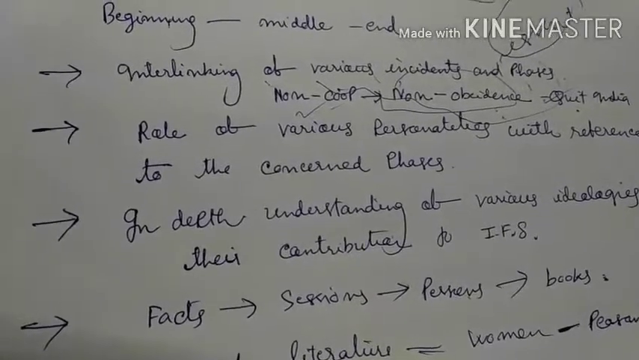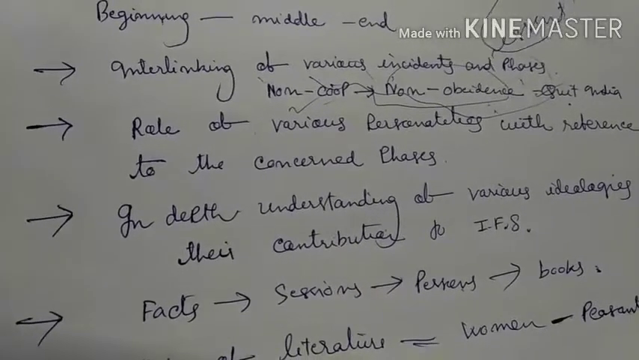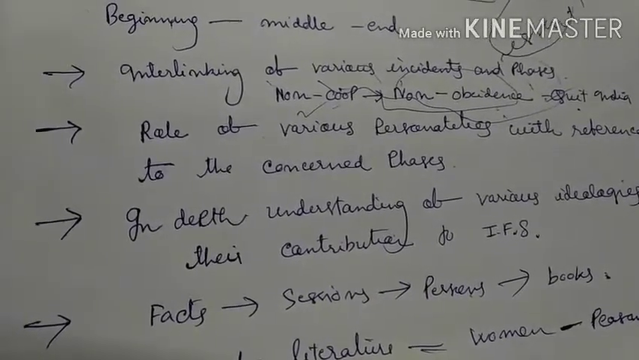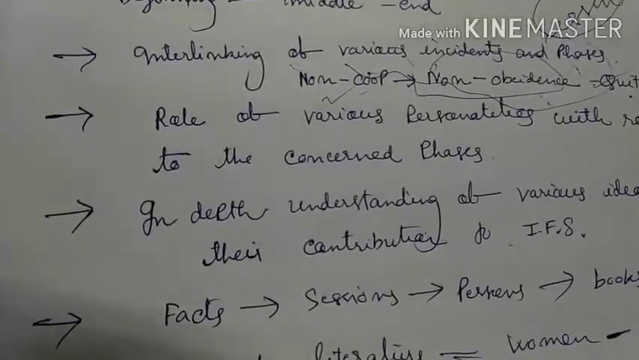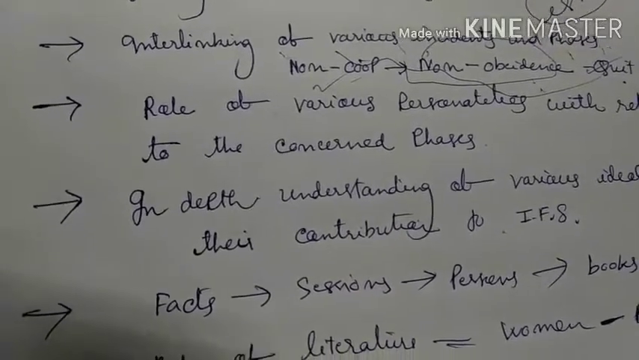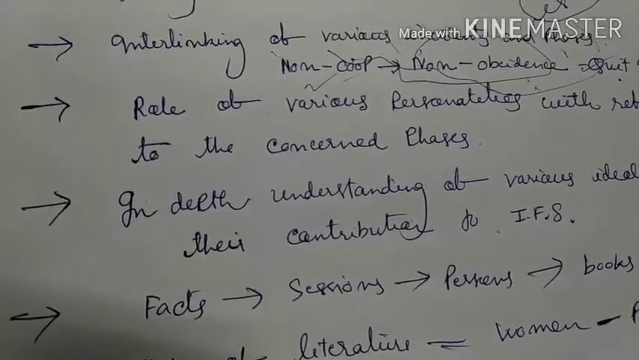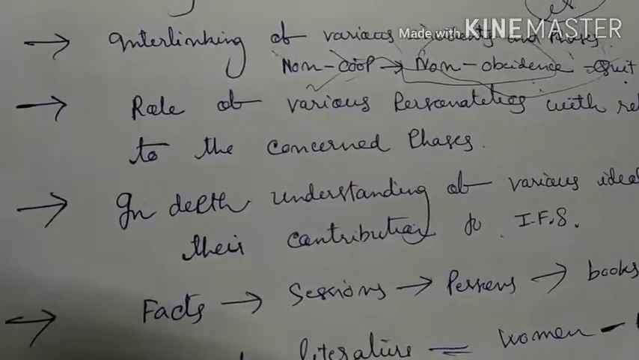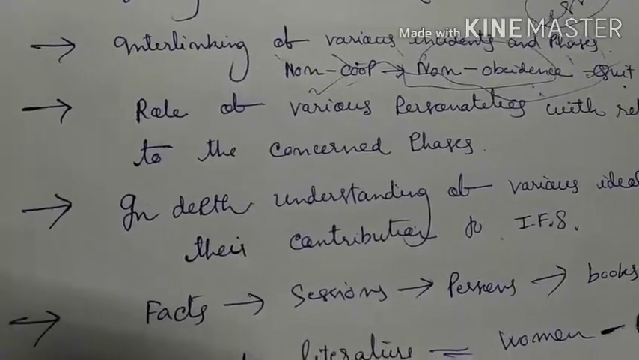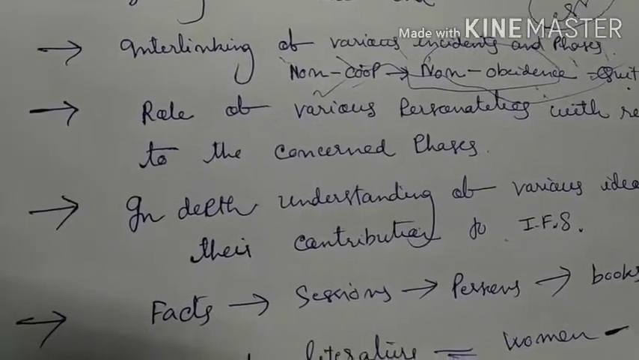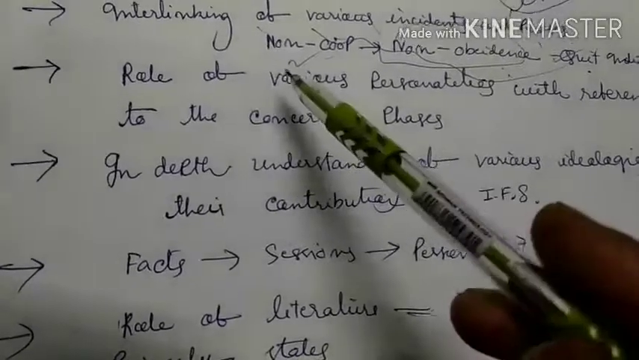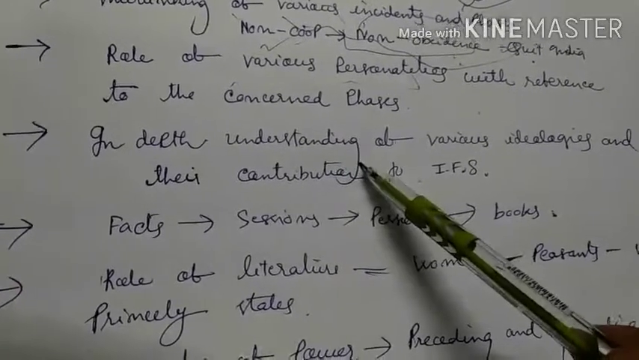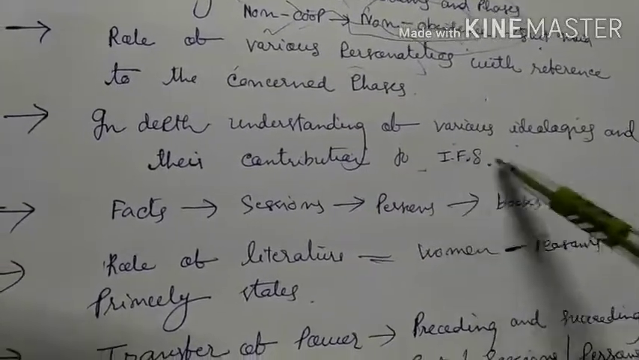And as you have already noticed, the questions are based on the whole. Right, you have to gather a complete understanding. If you skip one particular topic, then you will not be able to properly understand or write the answers. Right, so while preparing the topic Indian freedom struggle, do not jump or skip. Read in a periodic order from one chapter to another chapter. Understand the linkages of various events in a proper chronological order. In that way, understand the role of various personalities with reference to the concerned phases. Have an in-depth understanding of various ideologies and their contribution to Indian freedom struggle.